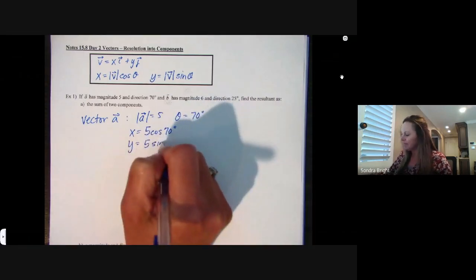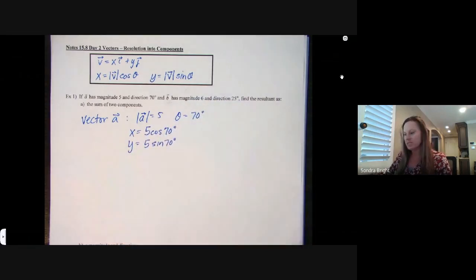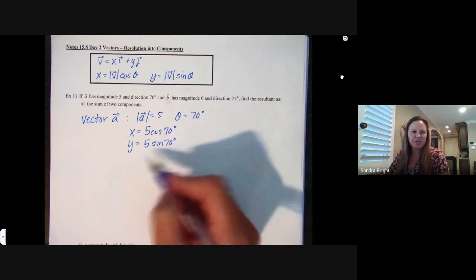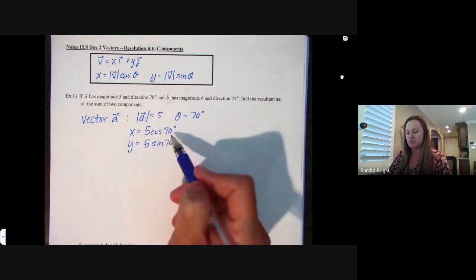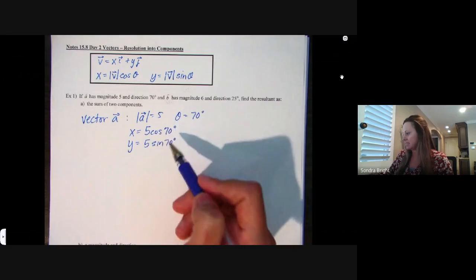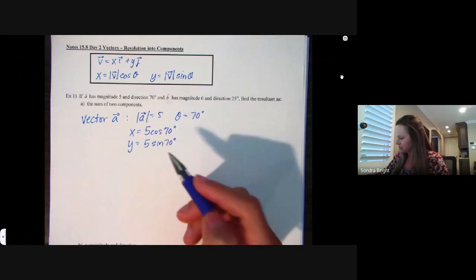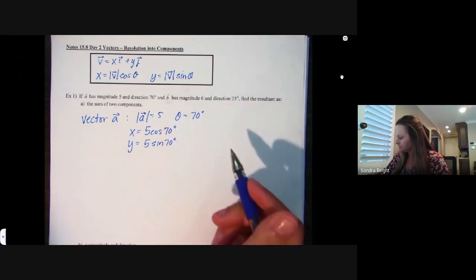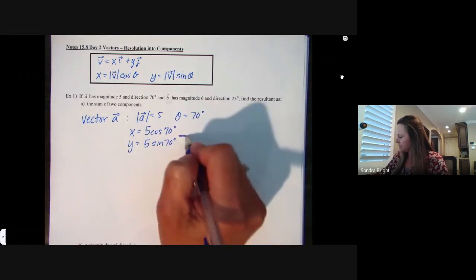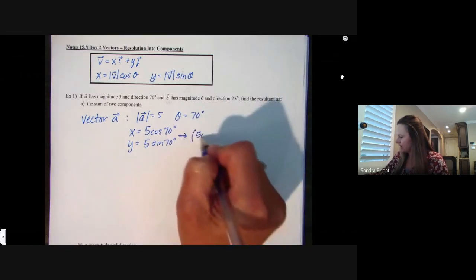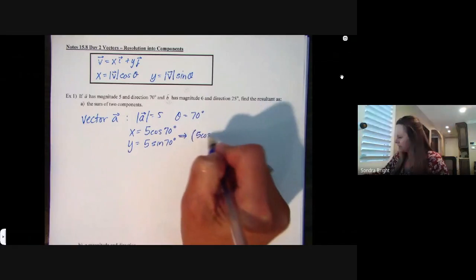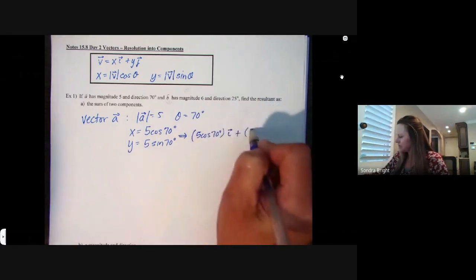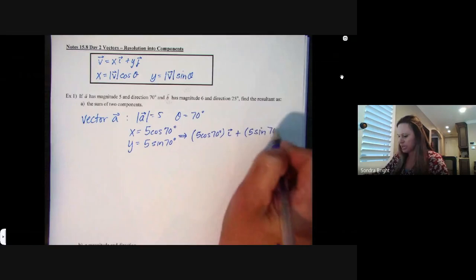And so I'm going to leave them in this form because once you put them in your calculator, it's going to round it. And I don't want rounded answers yet. I want to wait until the very end before I start rounding. So that means that vector A is 5 times cosine of 70 degrees times vector i plus 5 times sine of 70 degrees times vector j.